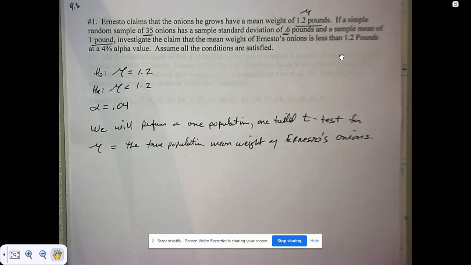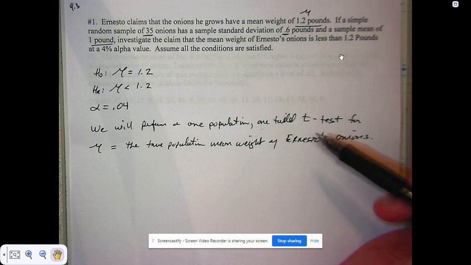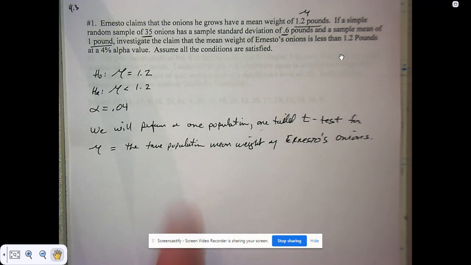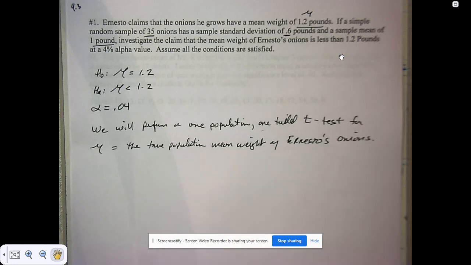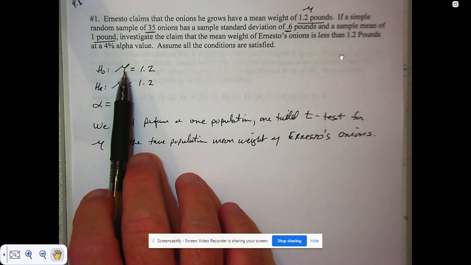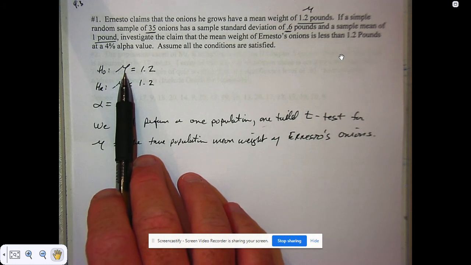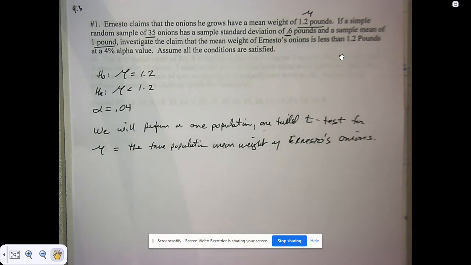So we named the test. It's a one-tailed t-test. It's for one population. We've named the population of interest. The population of interest is the mean weight of Ernesto's onions, and that's what our variable mu stands for. If we're going to use a variable in our hypothesis, we have to name it.